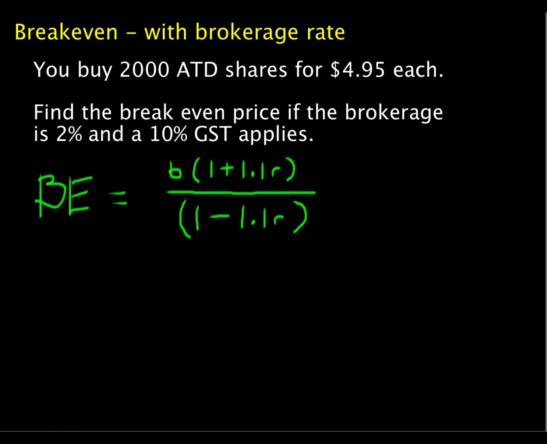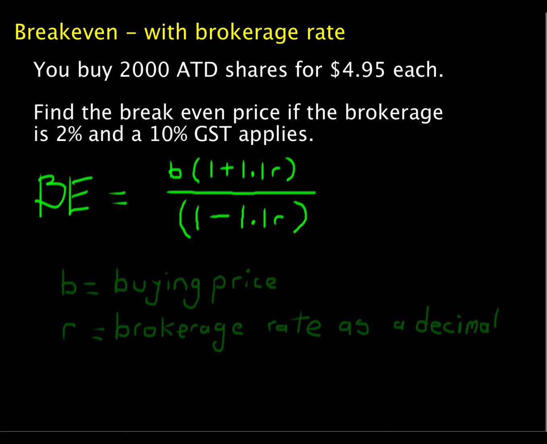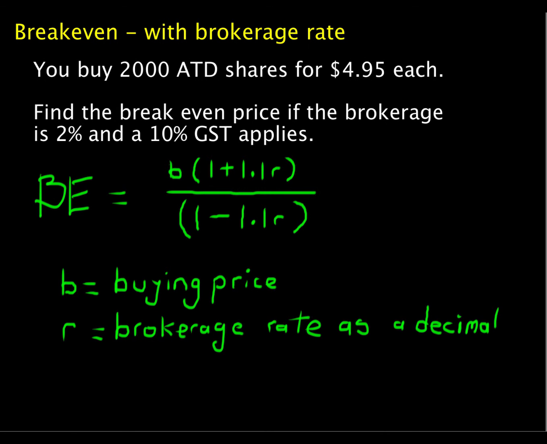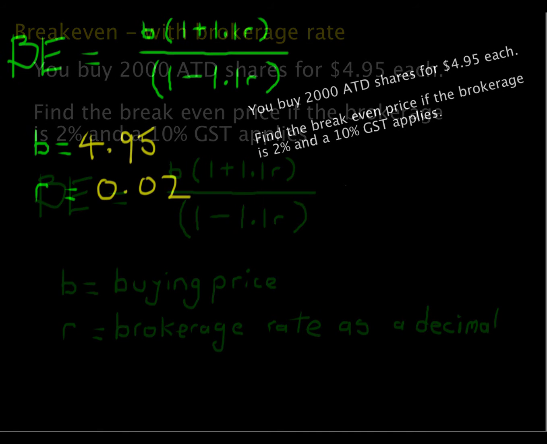Now, these variables are easy to understand, and BE obviously stands for break-even. The little b is the buying price, and R is your brokerage rate, and that's going to be as a decimal. You've got to have it as a decimal, otherwise when you work this out, you'll end up with a bit of a mess.